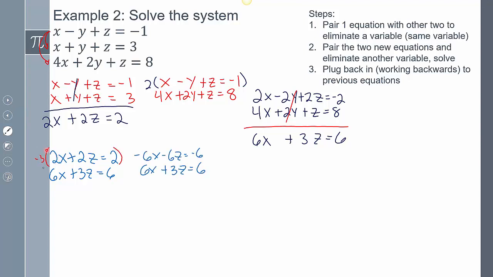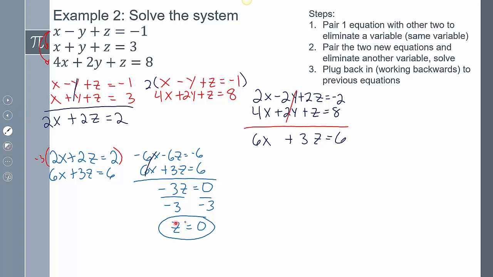So I multiply the entire equation by -3, and that's how I got the -6x here, and then there's a positive 6x there. Adding those two equations together, I get -3z equals 0. Divide both sides by -3, and I get z equals 0. So now step 3, plug back in, working backwards.